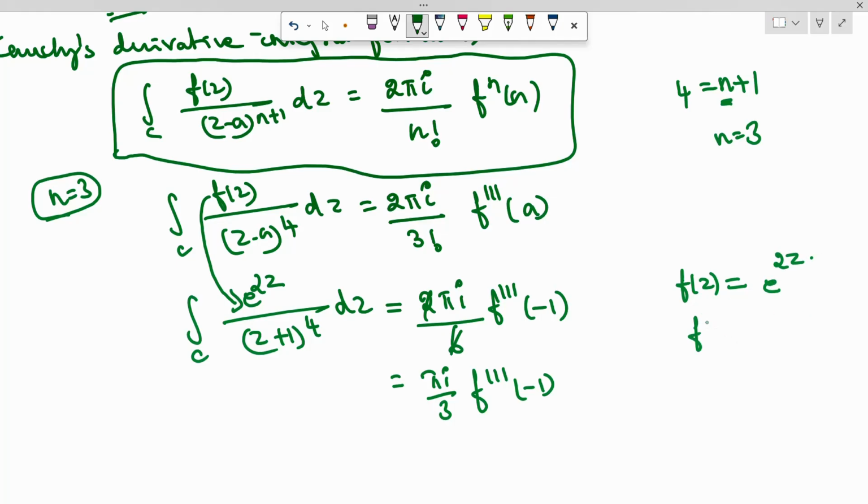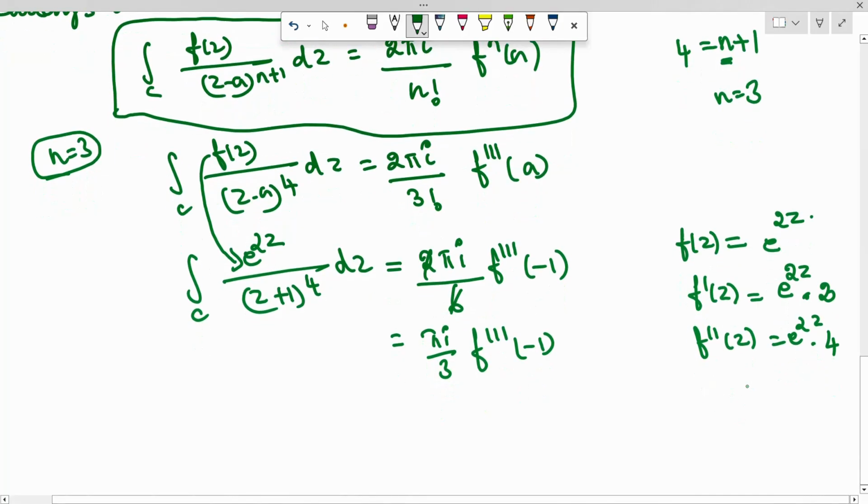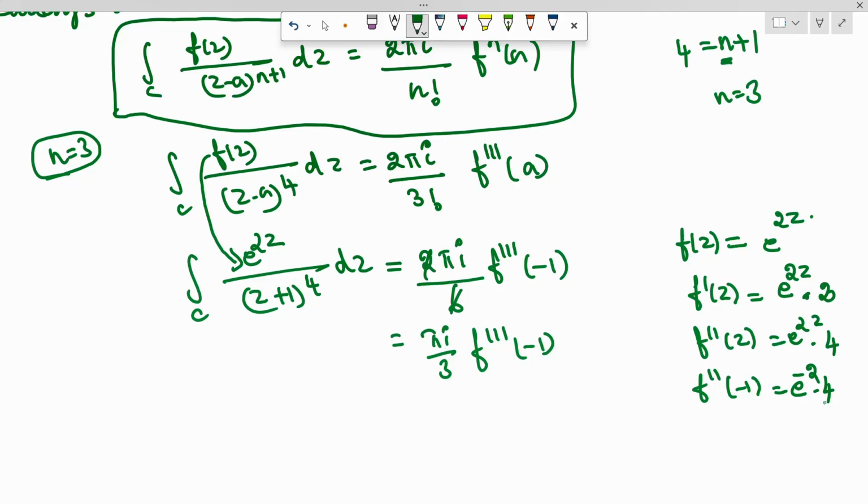From this, tell me what is f dash of z? f dash of z is the first differentiation with respect to z, e power 2z into 2. f double dash of z is e power 2z into 2, and already we have 2 here, which is 4. Here substitute z equal to minus 1: e power minus 2 into 4.